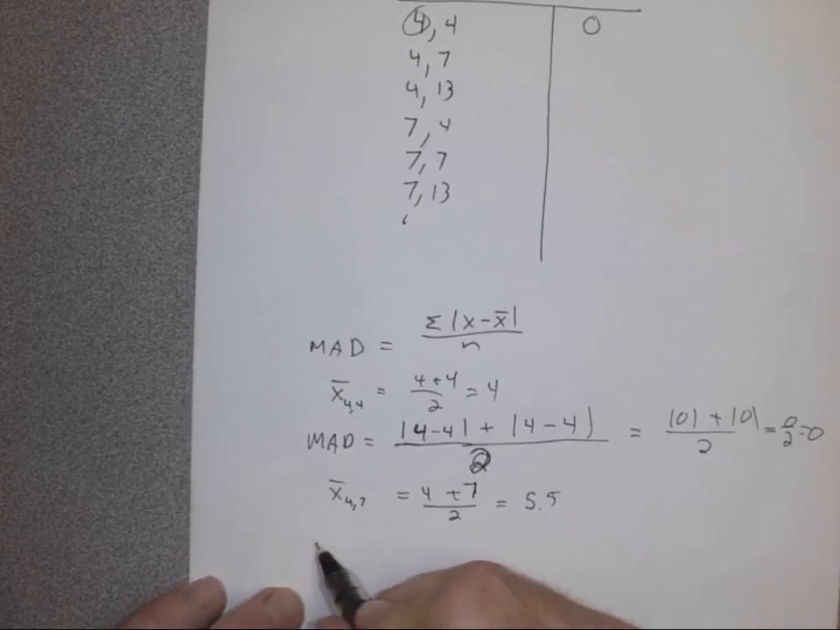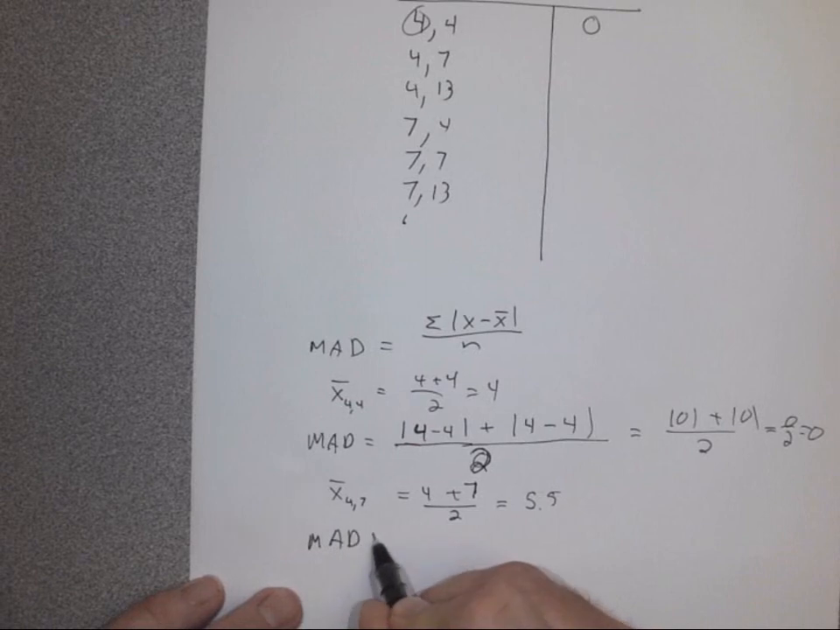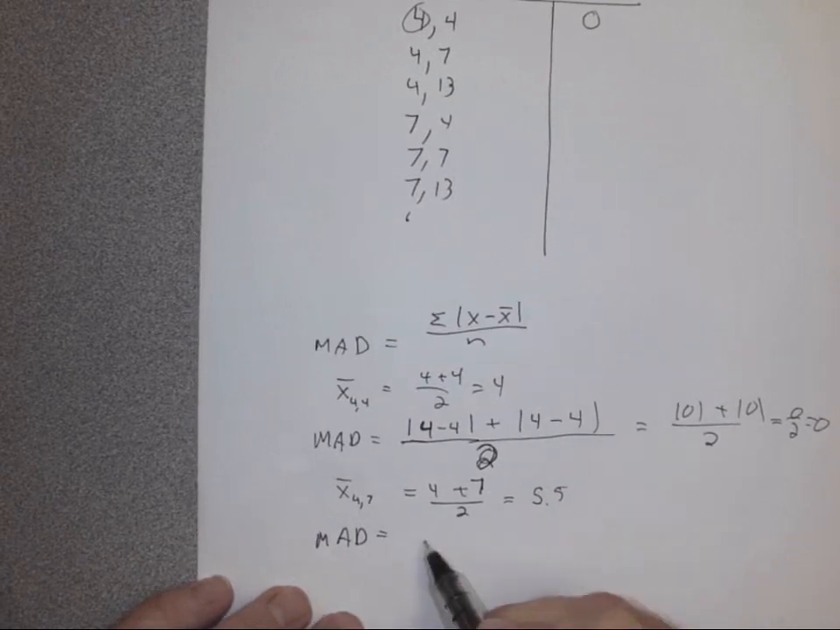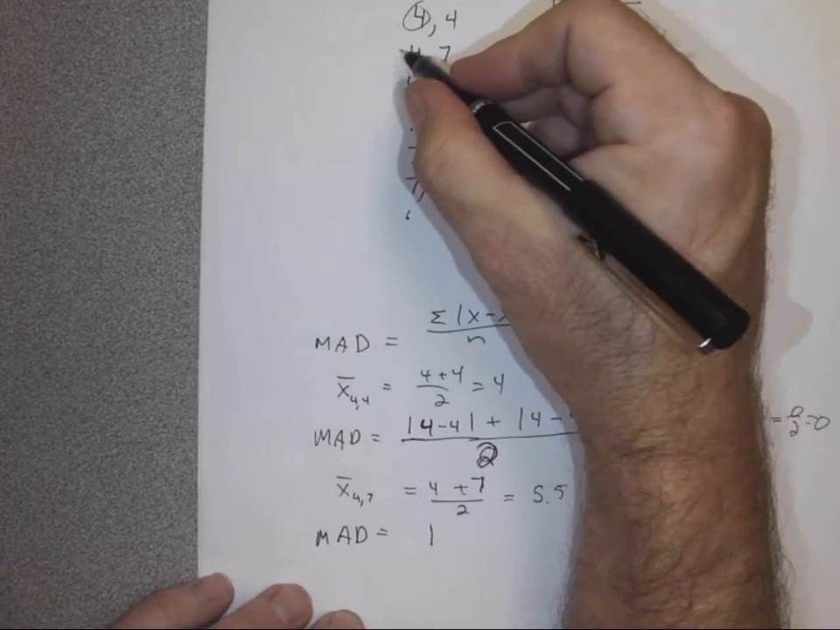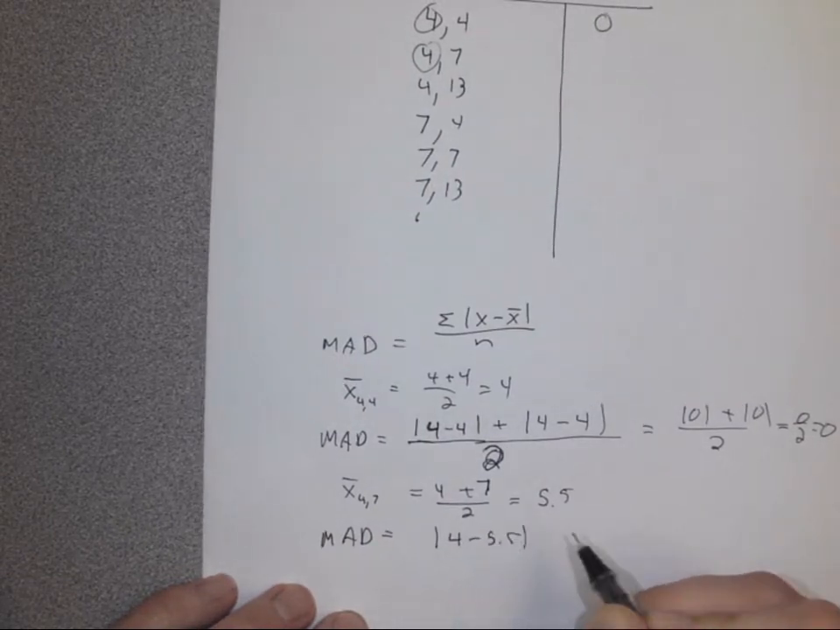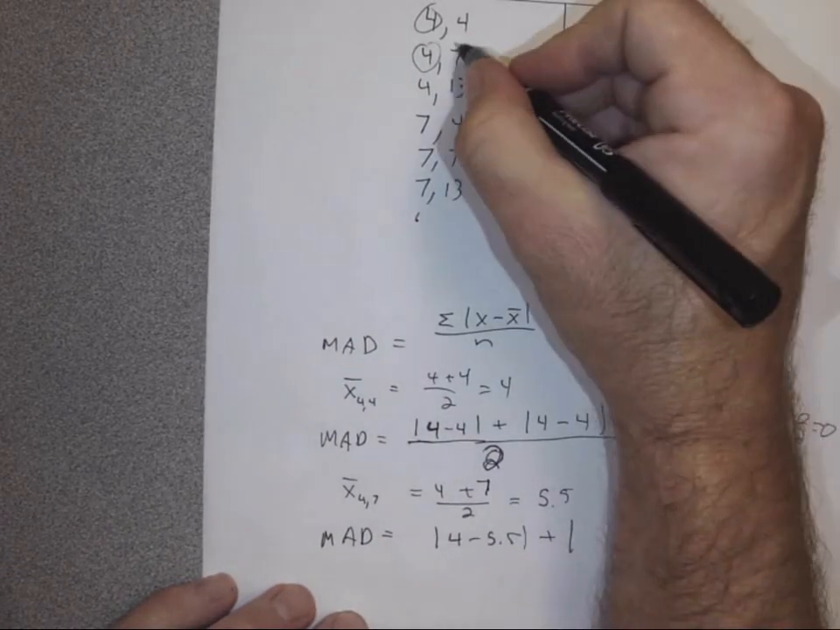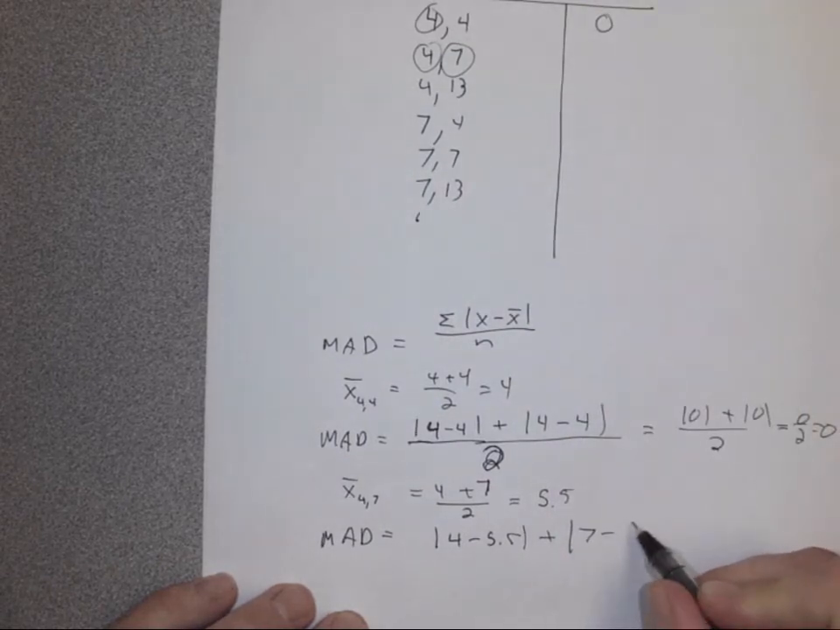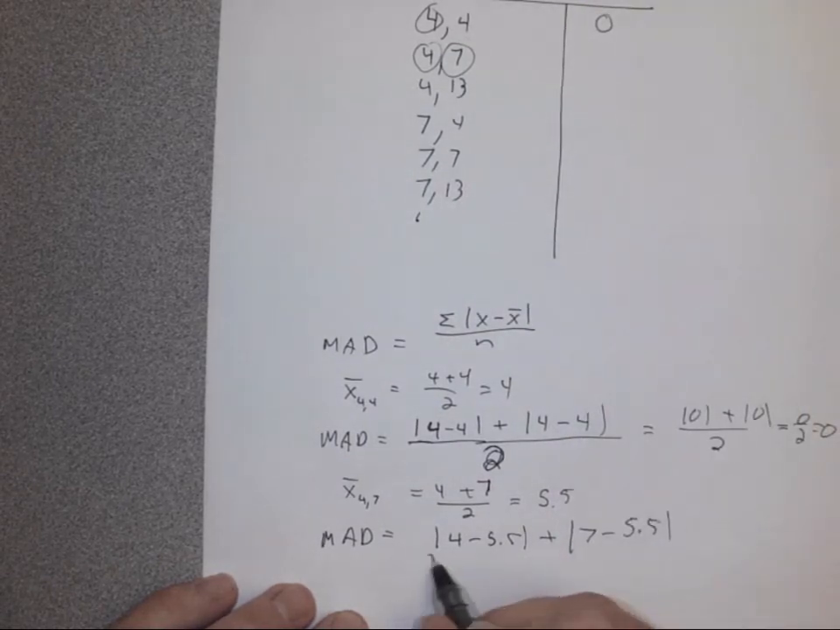So now I'm going to figure out the mean average deviation of this 4 and 7. Well, it's going to be the absolute value of this 4 minus the mean, which is 5.5, plus the absolute value of this 7 minus the mean, which is 5.5, all divided by 2.